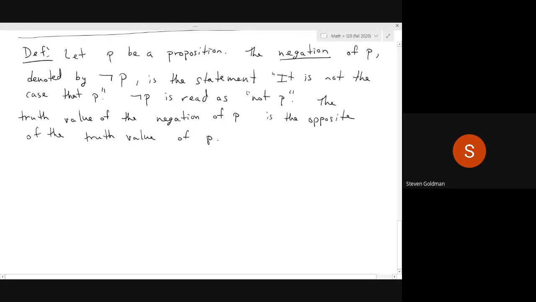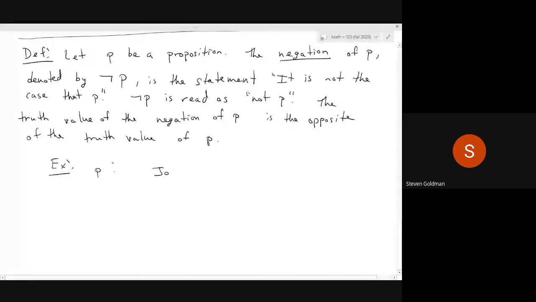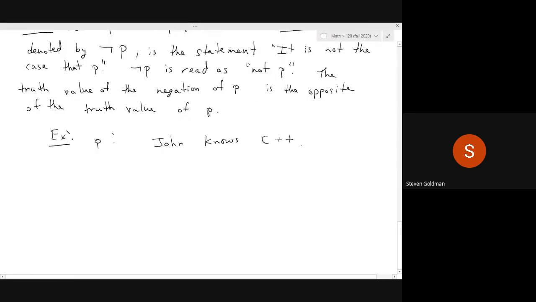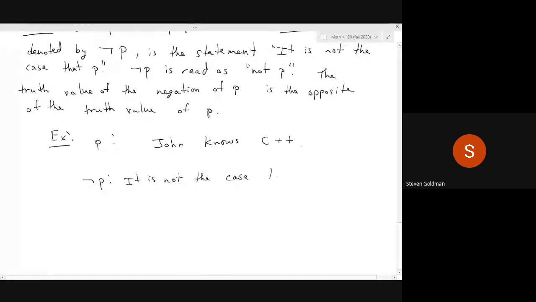All right, so let's see some examples of this. Let's say I have a proposition P. Let's say P is the sentence, John knows C++. C++ is a programming language. I'm sure most of you have heard of it before. So what would the negation of this sentence be? Not P. Based on what we wrote above, not P is the sentence, it is not the case that P. So P here is the sentence, John knows C++. Not P is the sentence, it is not the case that John knows C++.